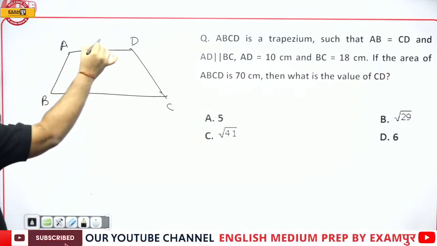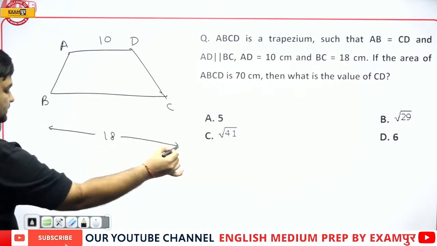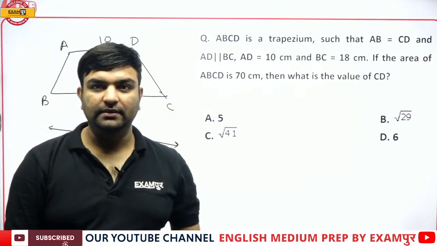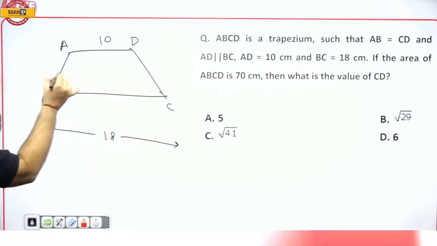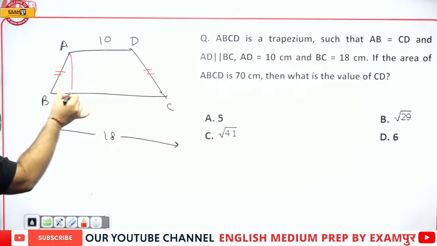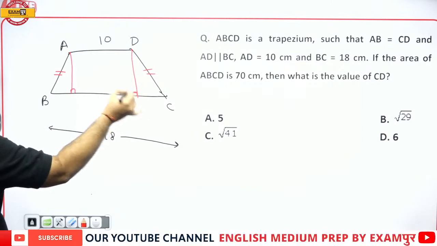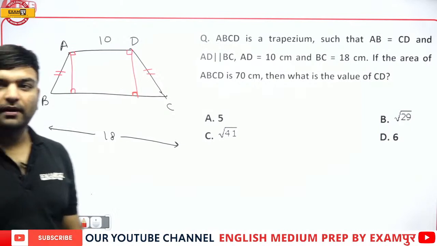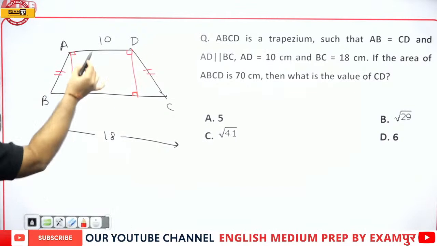AD is 10 and BC is 18, and AB is equal to CD. They are equal. Draw the perpendiculars from this side to that side, so it will become a rectangle. If it is a rectangle, opposite sides should be equal.